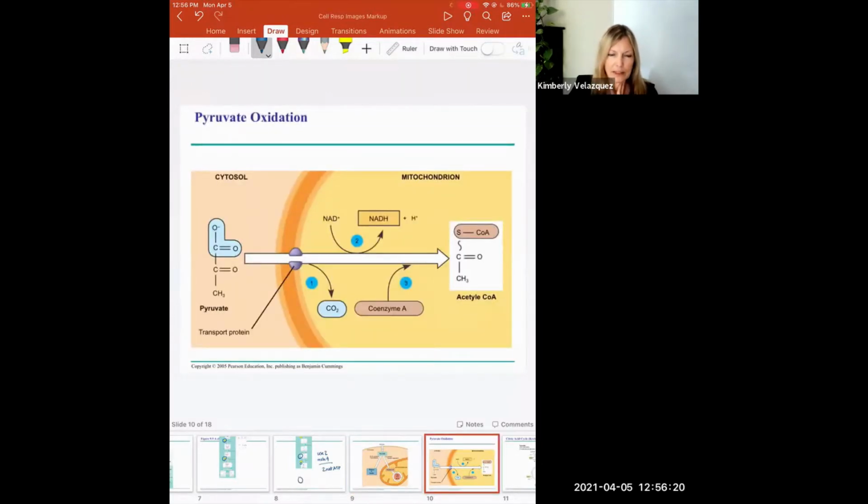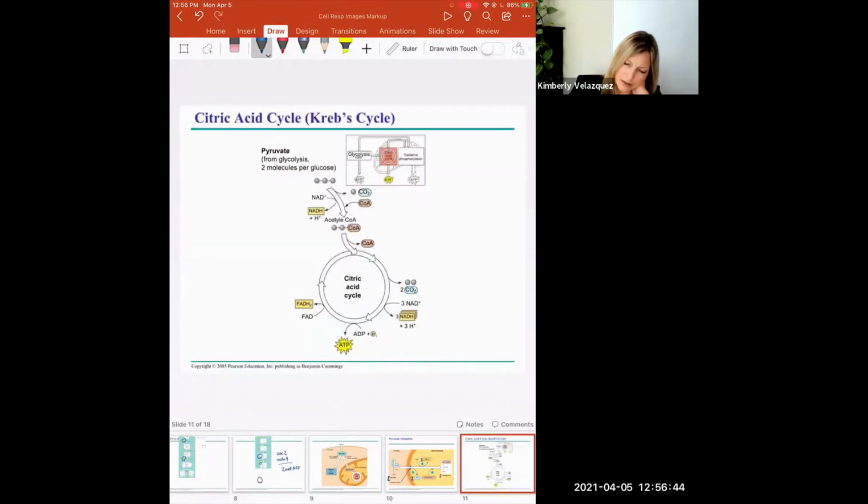This is pyruvate oxidation. So for each pyruvate, 1 carbon dioxide is released. And since we have 2 pyruvate, sorry, this is really writing fat right now, 2 pyruvate are going to make 2 carbon dioxide, 2 NADH, and we end up with 2 acetyl-CoA. That E should not be on the end. Those 2 acetyl-CoA then go through citric acid cycle.